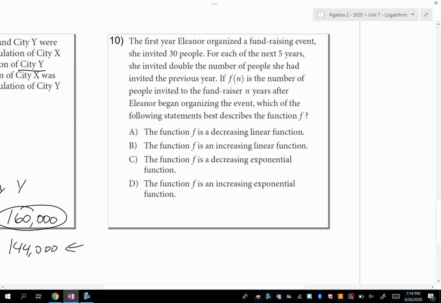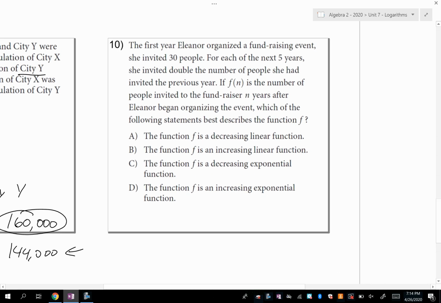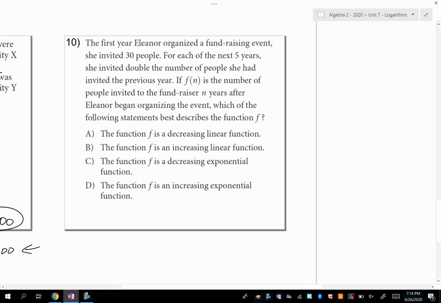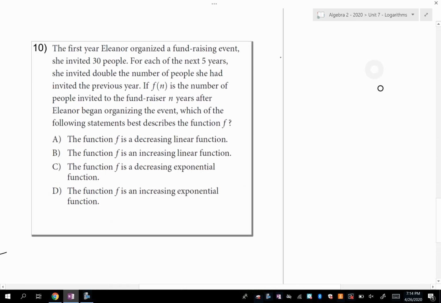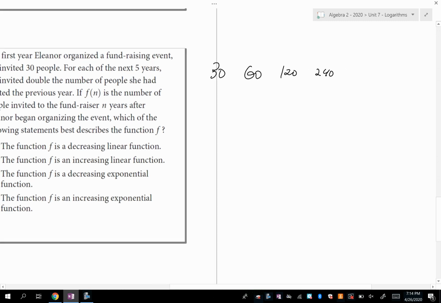Okay, number 10, last one. We have Eleanor, who organized a fundraising event. She invited 30 people. For each of the next 5 years, she invited double the number of people she had the previous year. So 30, 60, 120, 240. Let's see, that's going to be 480. And then I think that should be it, 960.